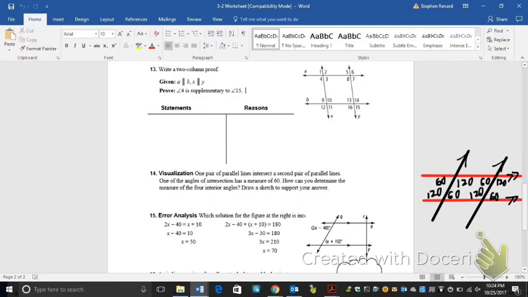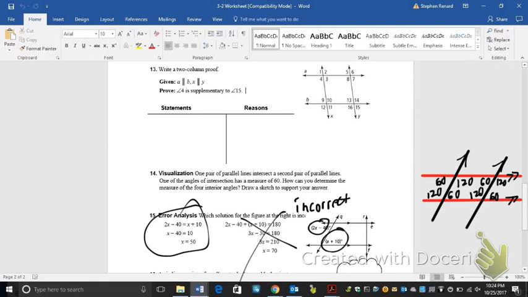So hopefully you guys all saw that you were able to identify these 2 angles as alternate interior angles, which means that they are congruent. Okay, so since they're congruent, we can say that this is the right one, which means that the one on the right was the incorrect one.